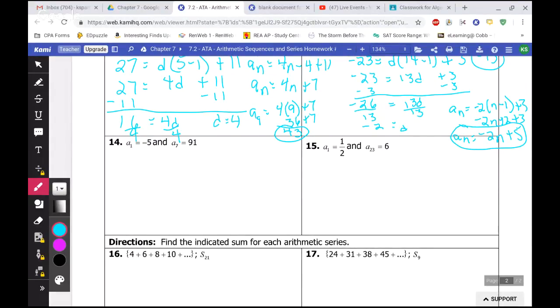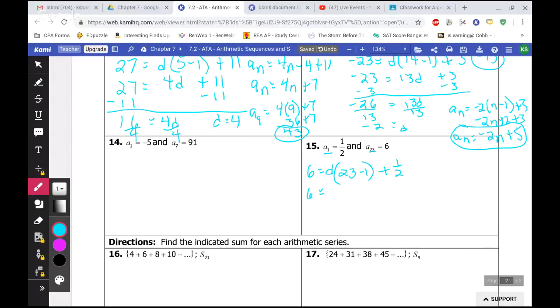So we're going to find the common difference, and then we're going to write a rule, and then we'll find a sub 9 in that order. So we've got 6 equals d times, and then 23 minus 1 is in the parentheses. That's the n minus 1 part, plus 1/2, because that's where you add the value of the first term.